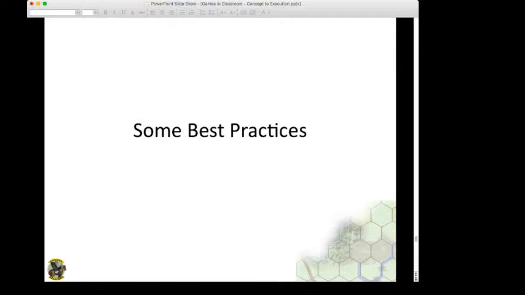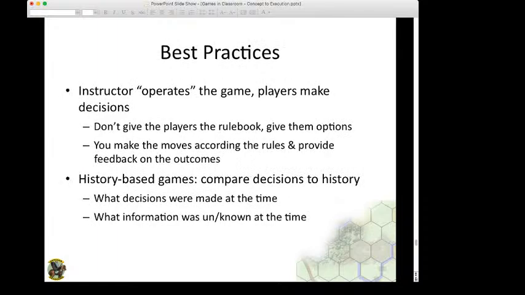All right, some best practices, and Aaron, this may actually tackle some of the things that you're interested in terms of what do you do in the classroom. And so you mentioned having to teach people sort of understanding what war games were and how they work. One of the best practices is the instructor operates the game, players make the decisions. Don't try and give the players the rule book. Give them the options. Hey, U.S. leaders within Twilight Struggle, here are the 3 cards that you have available to you.